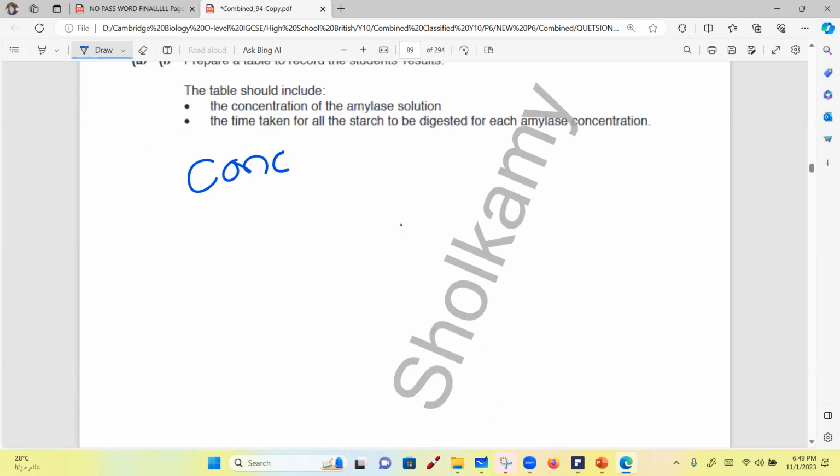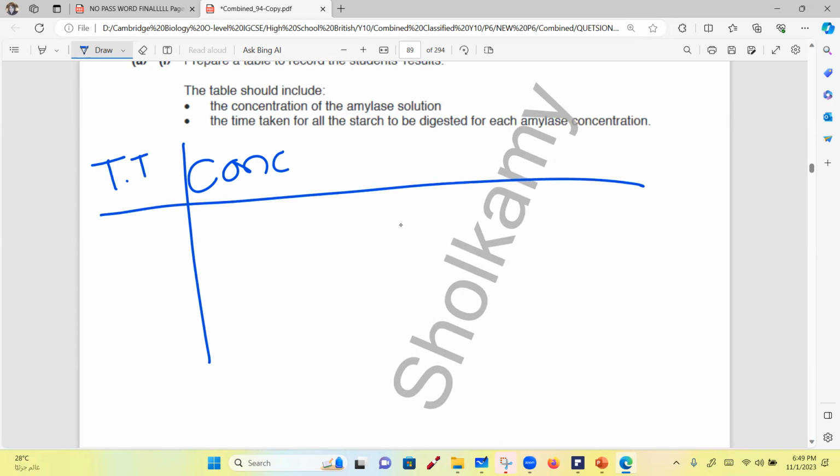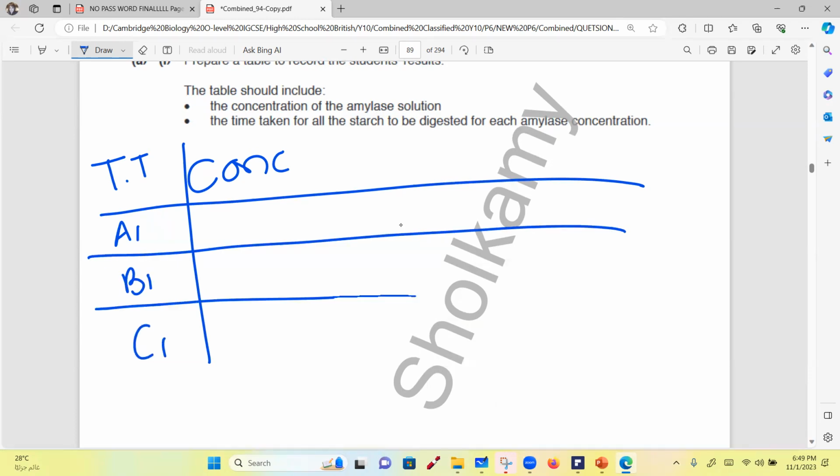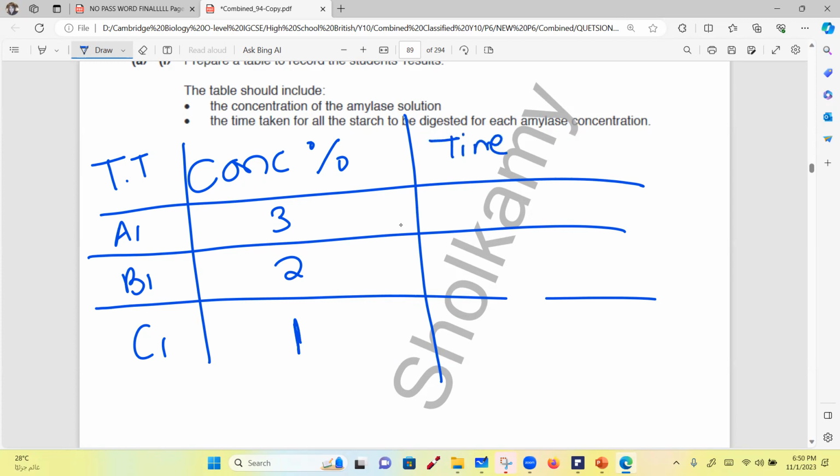Concentration. So the concentration will be put here. If I want to put the test tube, fine. We have 3 test tubes, A1, B1, and C1, or A, B, and C. It doesn't make a difference. And the 3 different concentrations and the unit. The concentration was percentage. A1, the concentration was 3. B1, the concentration was 2. C1, the concentration was 1%. I did not make it up. I went and I got it from the question. Now the time taken for the color or for the starch to be digested, the time was in minutes.